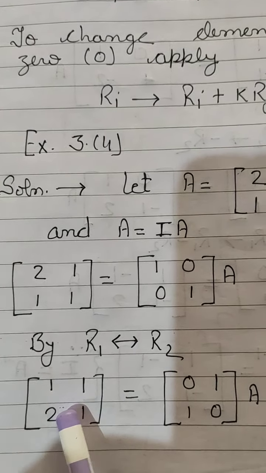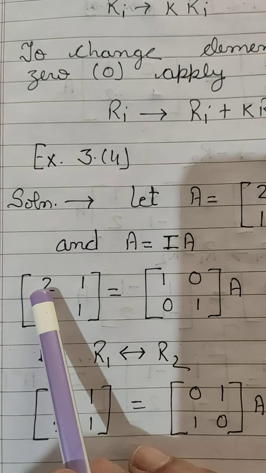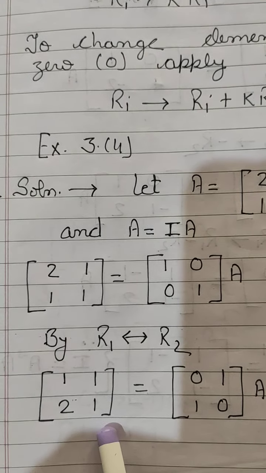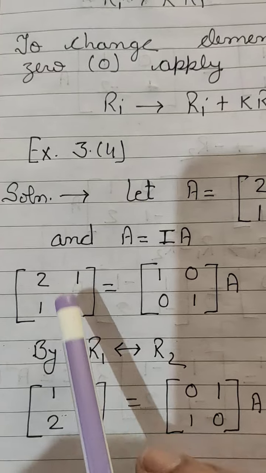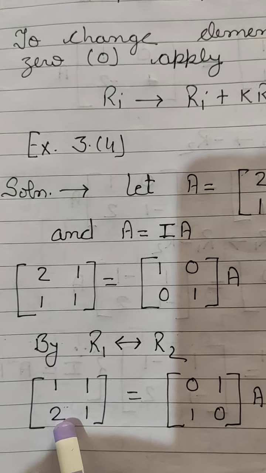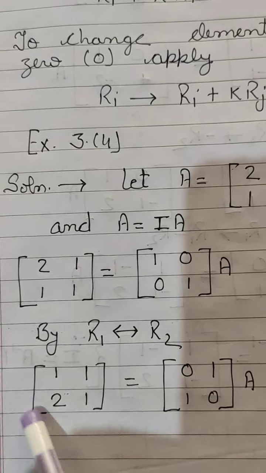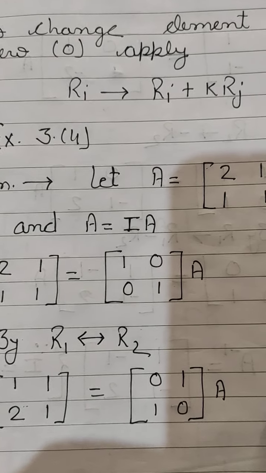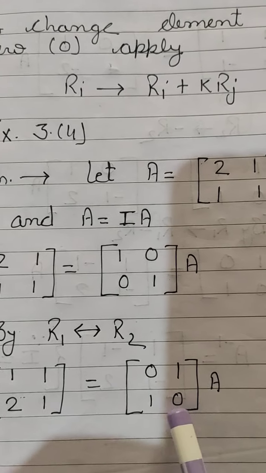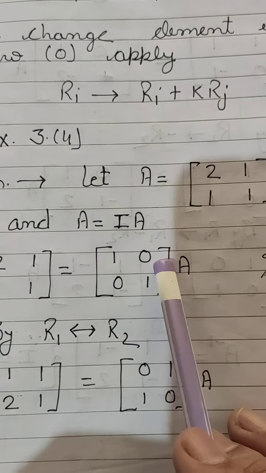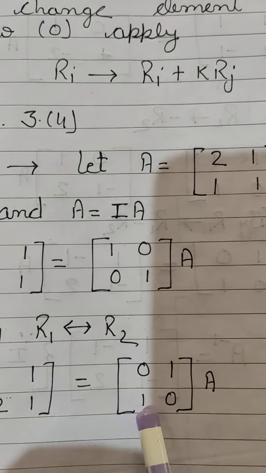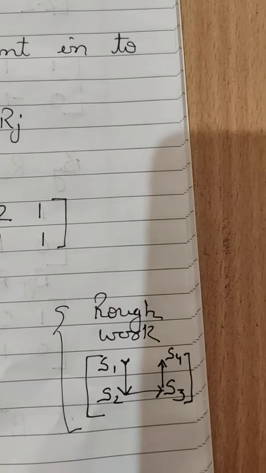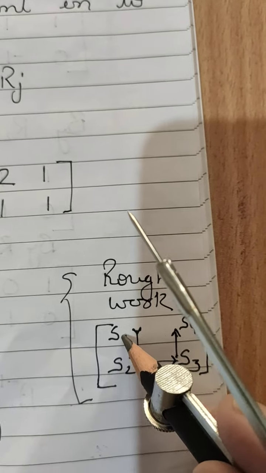As we have interchanged the rows, all elements of row 1 will be written in place of row 2, and all elements of row 2 will be written in place of row 1. Here whatever property you apply on the LHS, the same you have to apply on the RHS. So here also I have written row 2 elements in place of R1, and R1 elements in place of R2. Now the first element, A11, has changed into 1.